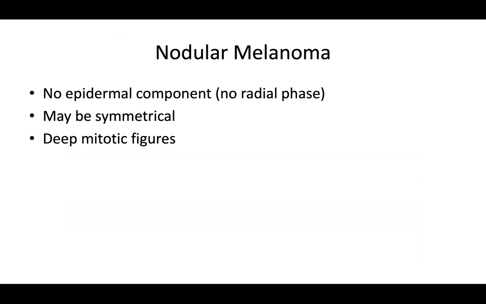So the pure definition of nodular melanoma, and I think this is about the 5th time I've mentioned it in this lecture, is no significant epidermal component, so no significant radial phase. It may be symmetrical, and that's because it has such a prominent vertical growth phase. Some of the hallmarks of nodular melanoma include deep mitotic figures, but the number of mitotic figures in a melanoma is surprisingly low compared to what most beginners would think. They would think that you'd be able to find lots of mitotic figures everywhere. Usually it's about 5 or so on average per square millimeter.